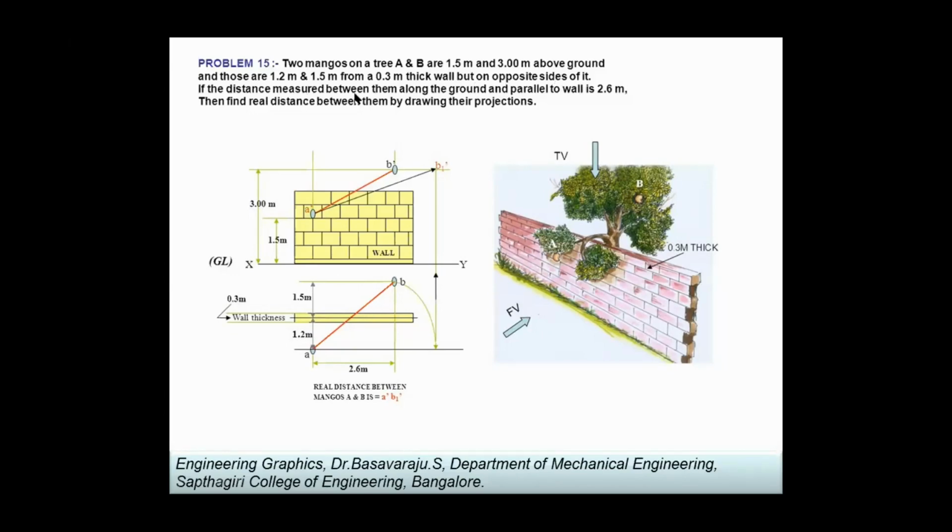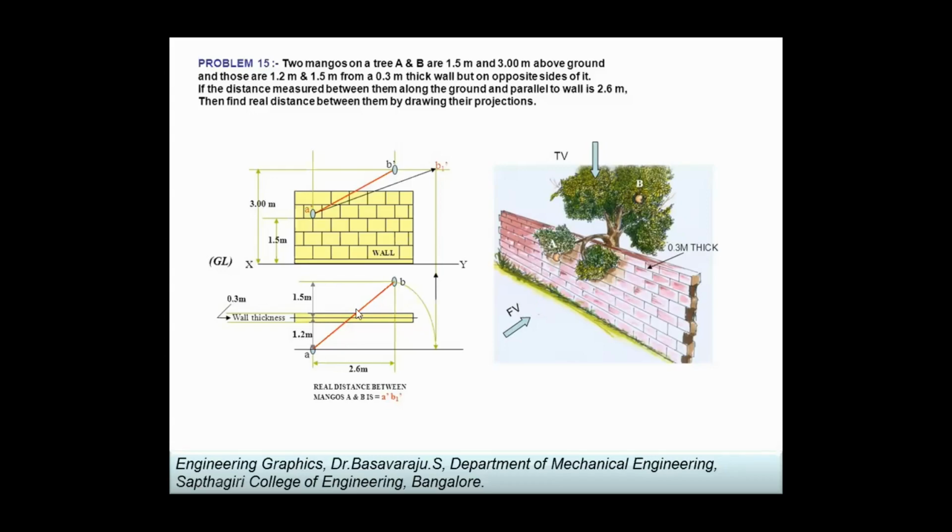If the distance measured between them along the ground and parallel to the wall is 2.6 meter, that is the distance between end projectors. Just now we saw A dash and B dash wherever it is lying, that is 2.6 meters. Then find the real distance between them, as it is seen in the apparent shape A dash B dash. So find out its real distance, that is the real distance between A dash and B1 dash.